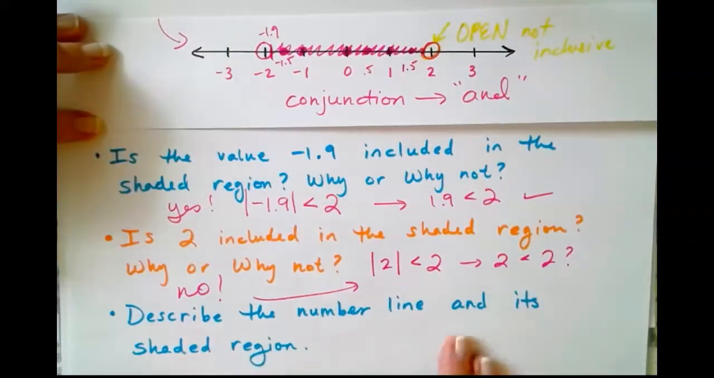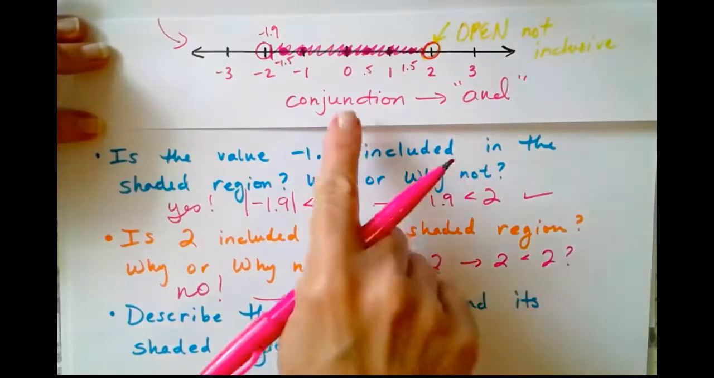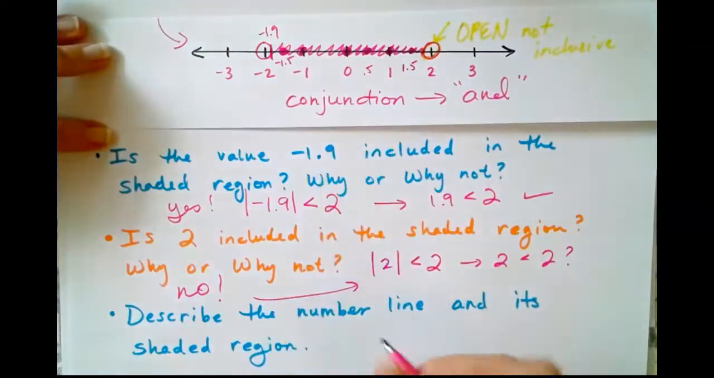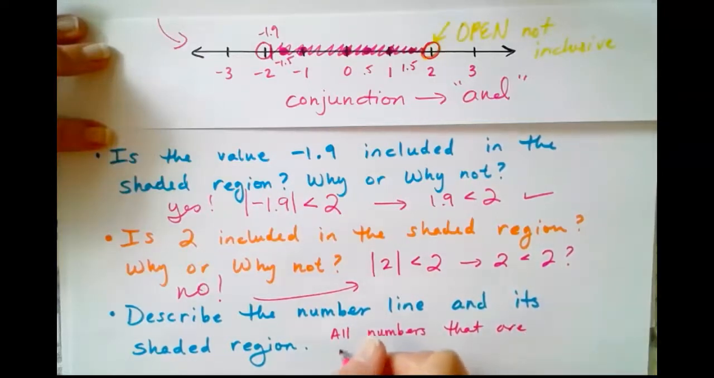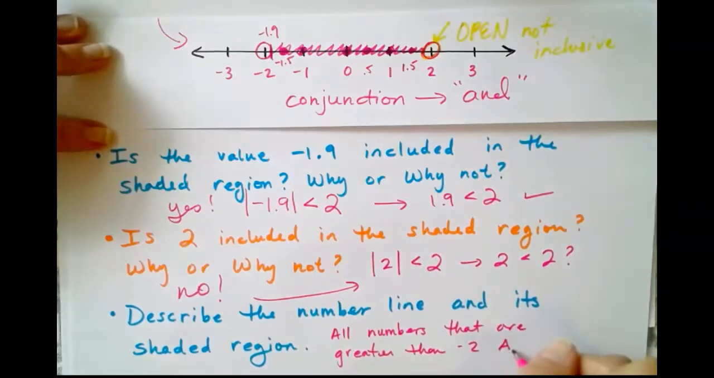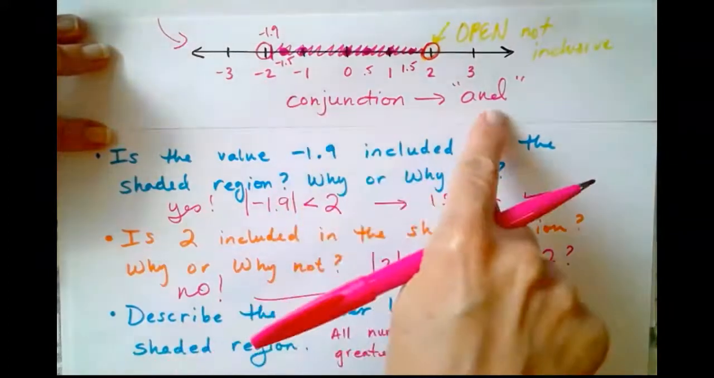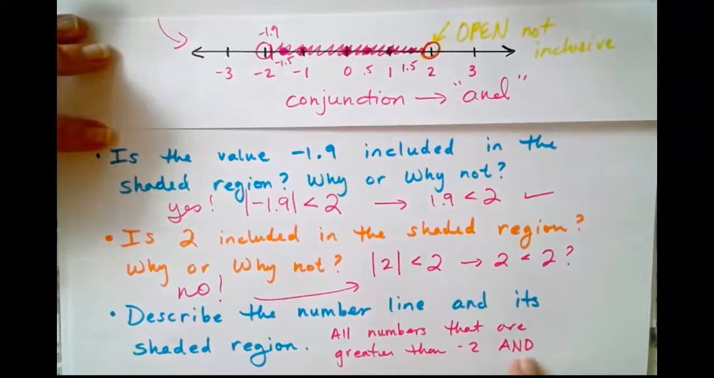So if we were to describe the number line and its shaded region verbally, it's a conjunction. So we could say all numbers that are greater than -2, and remember, conjunctions are and situations, greater than -2 and less than +2. So that's how we would describe the number line and its shaded region.